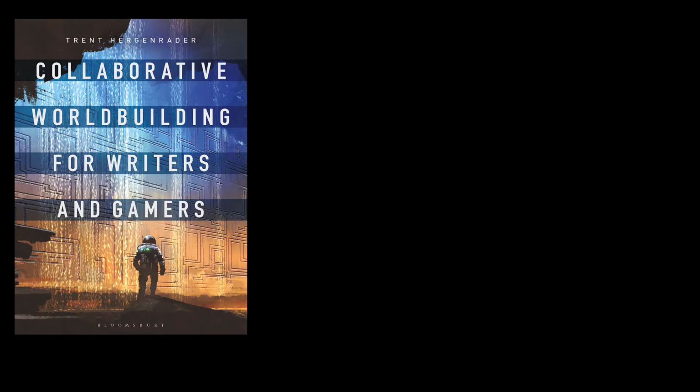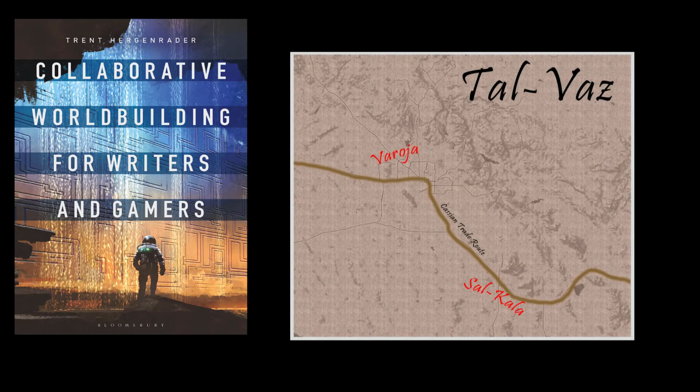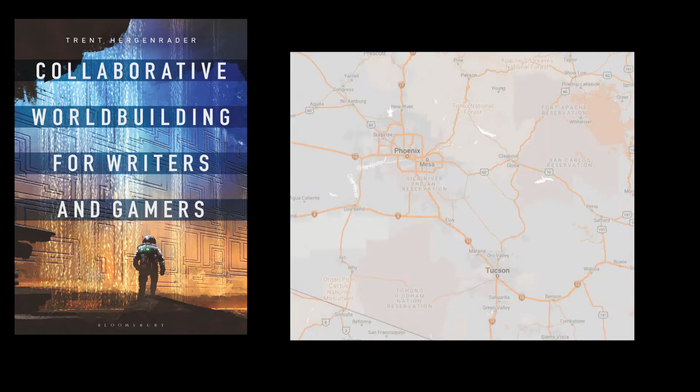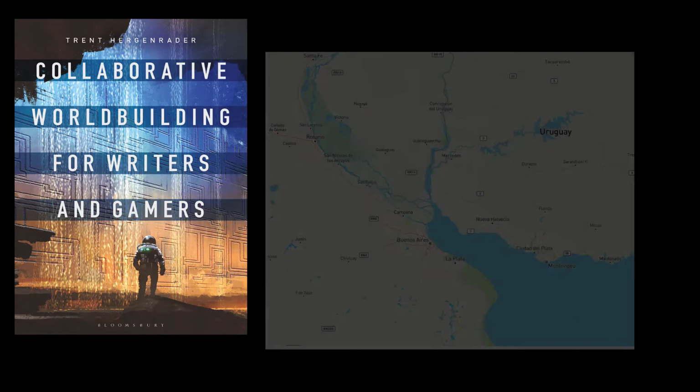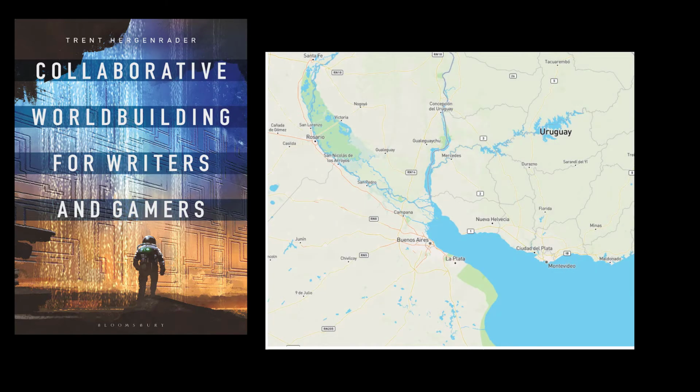One quick easy trick for creating a map of your world is simply modifying a real-world map. For example, the fantasy world I use in collaborative world building for writers and gamers as my example features a pair of rival cities in the desert, so I use an altered map of Arizona and the cities of Phoenix and Tucson as my model. In an earlier video, I did something similar with the areas around Argentina and Uruguay.